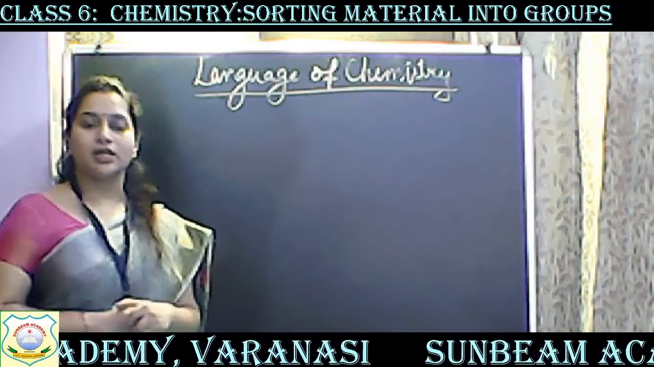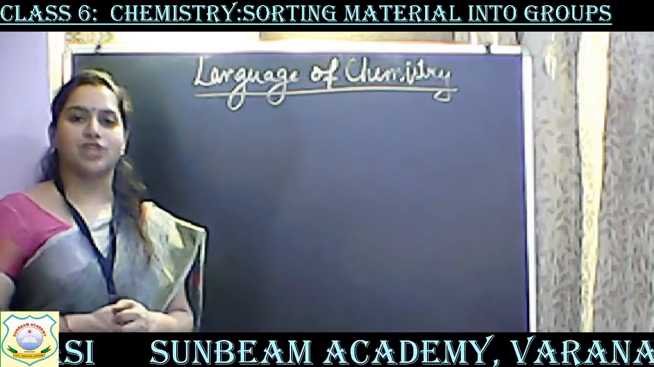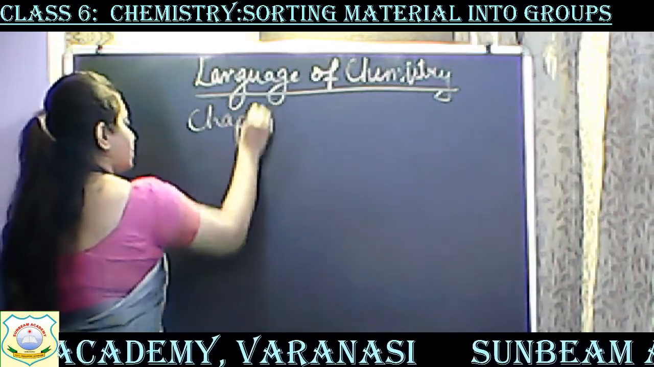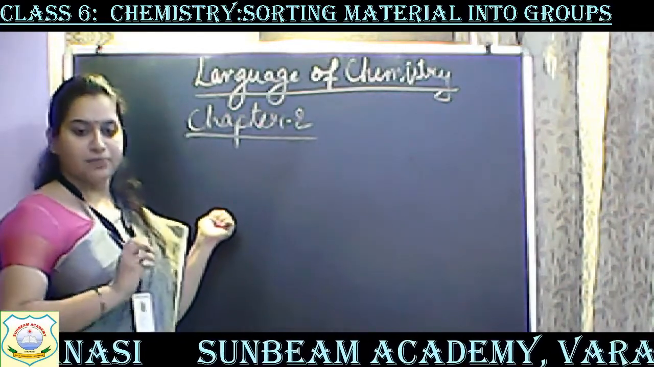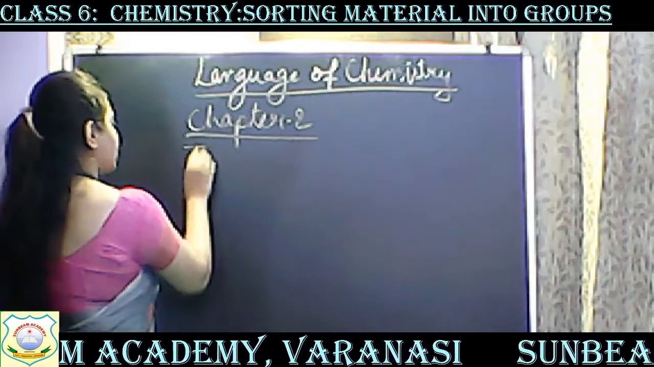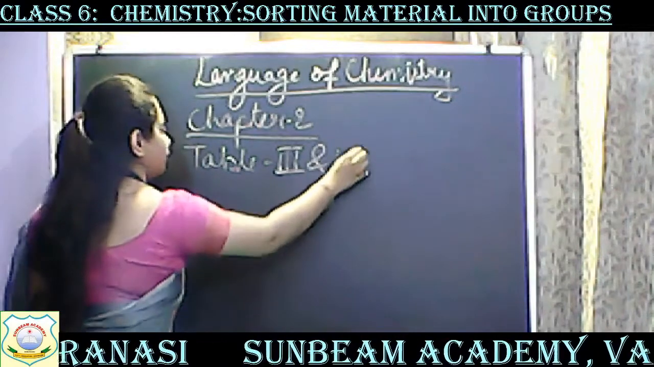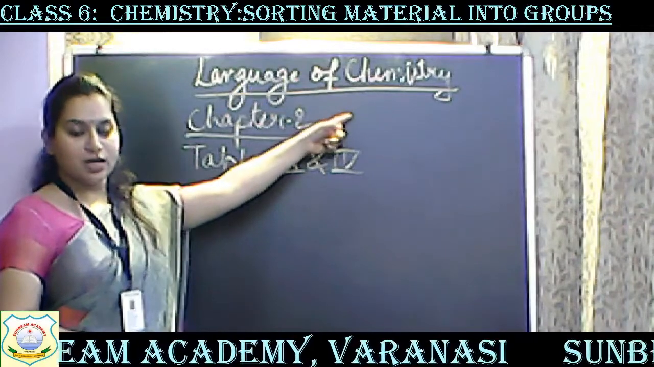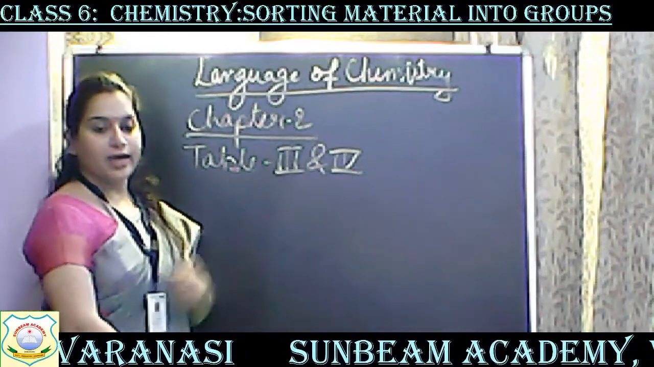Children, in the language of chemistry, according to your syllabus, we have chapter number 2 and we have to cover a few topics here. The chapter name is symbols and formulas, as you can see in the book. First, you have to draw table 3 and table 4 in your fair notebook. You will write the heading language of chemistry and then draw tables 3 and 4. I can show it to you.